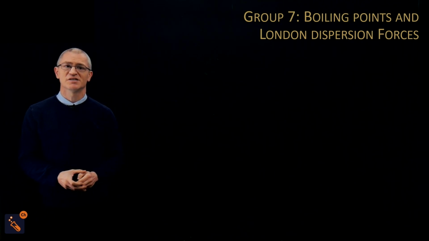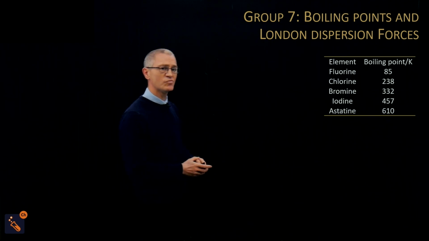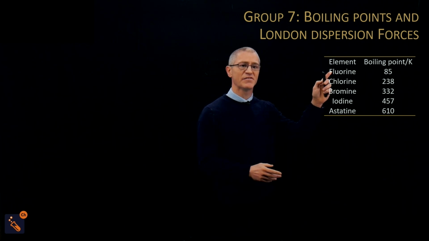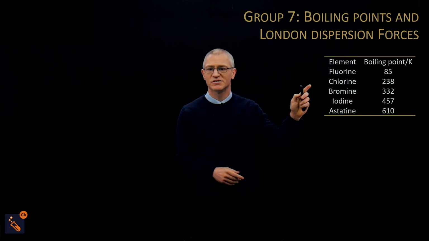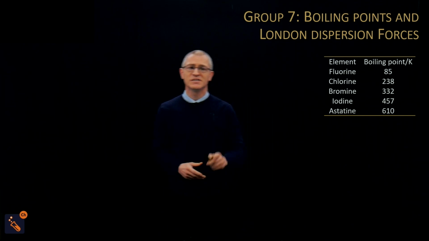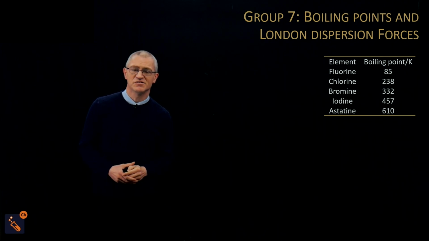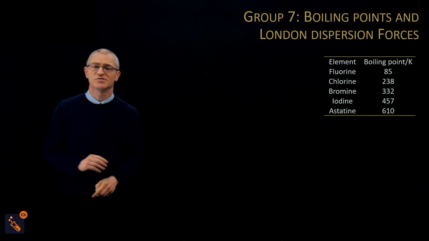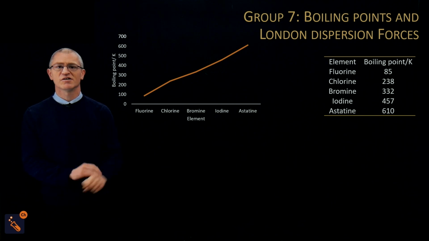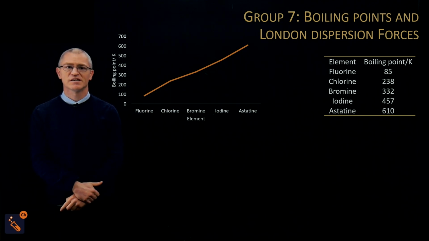So let's talk about group 7 next. The same thing. But this time we have molecules, we don't have atoms. So we have F2, Cl2, Br2, I2, and At2. You can see the number of electrons is going up massively as you go down the group. Electrons go up as you go down the group. We've got our graph again here. The graph is showing an increase.